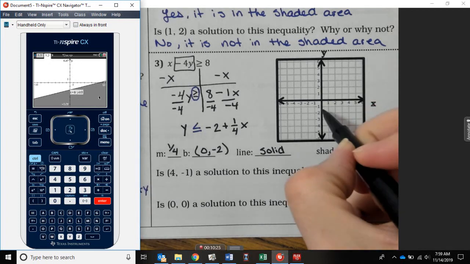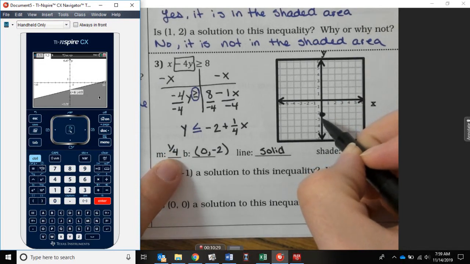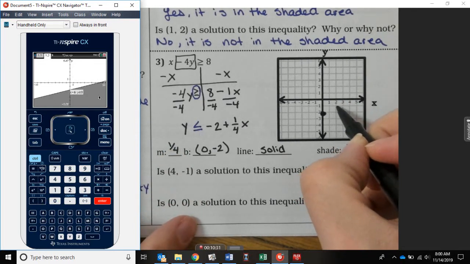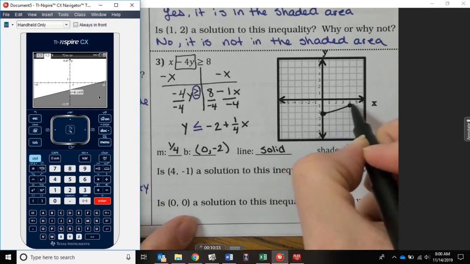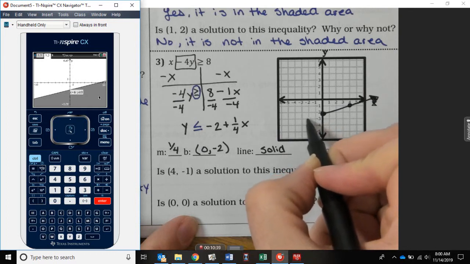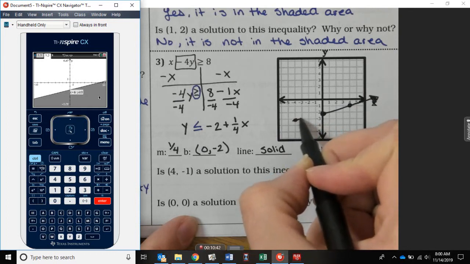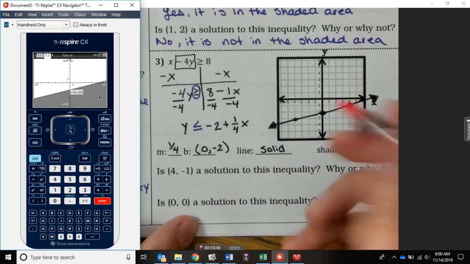So I'm going to plot the point, 0, -2. My slope says I rise 1 and I run 4. So I rise 1, run 1, 2, 3, 4. It's a solid line, so I would just connect it. I need to go the other way, so down 1, back 1, 2, 3, 4, and extend your line. And then we're shading below the line.